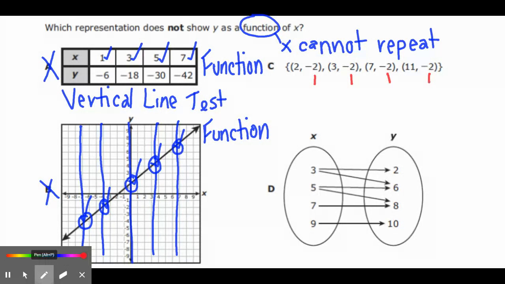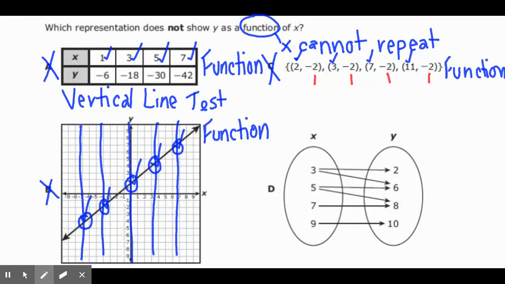We're going to do basically the same annotation that we did on our table. We're going to come through and put a check mark. So we have 2, 3, 7, and 11. None of those numbers repeat, so we can see that we do have a function. So by process of elimination, we're left with D, but let's go ahead and verify.